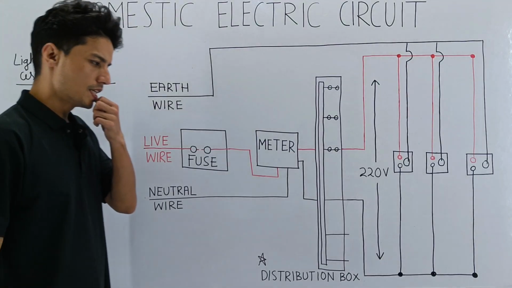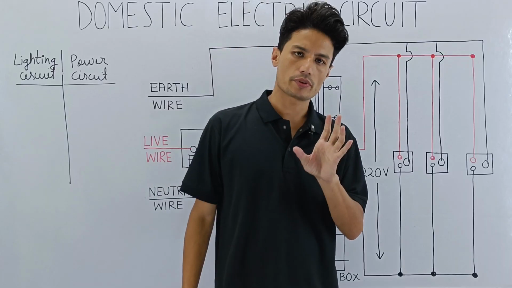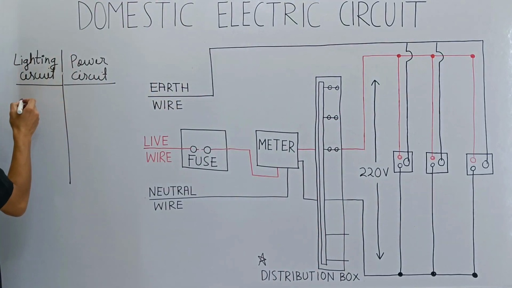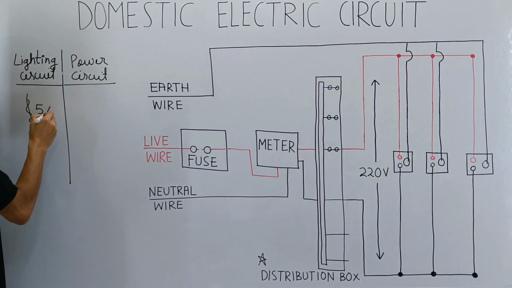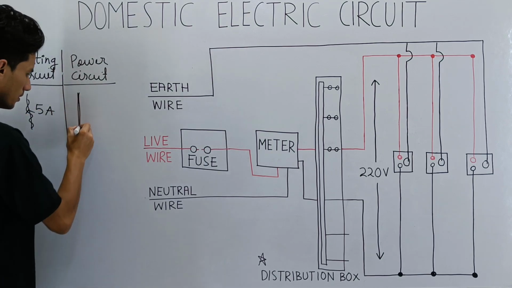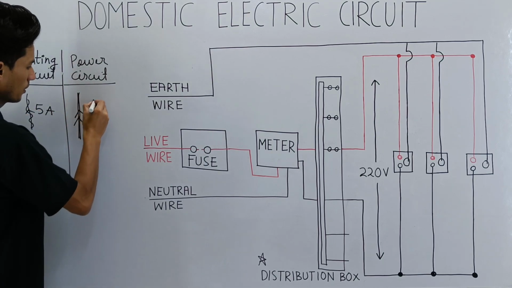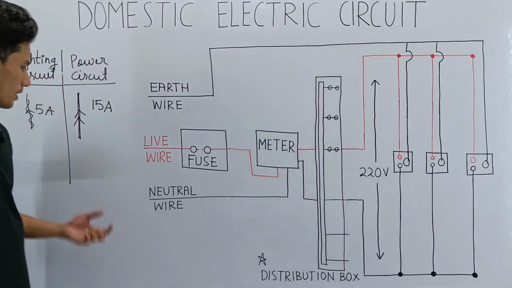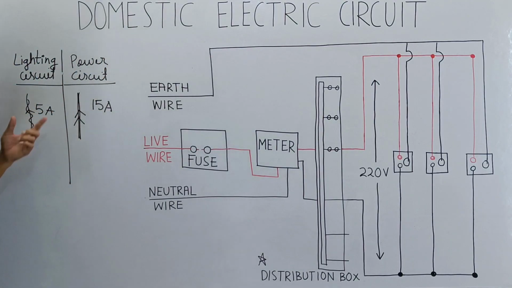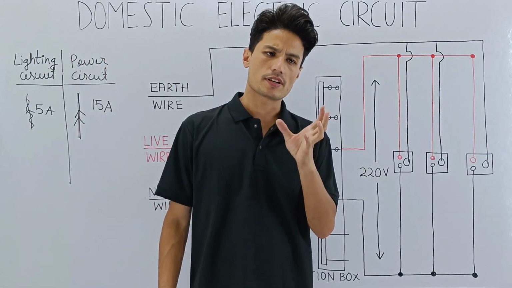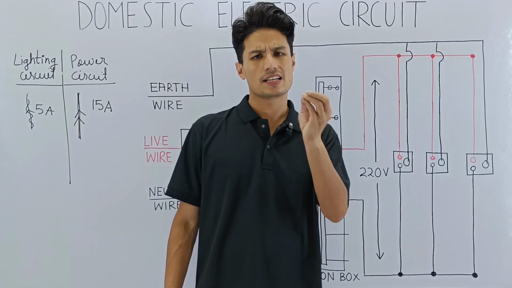So what are these two? The lighting circuit is the circuit where a current of 5 ampere is flowing, and in the power circuit the current flowing is 15 ampere. So where is more current flowing? In the power circuit.